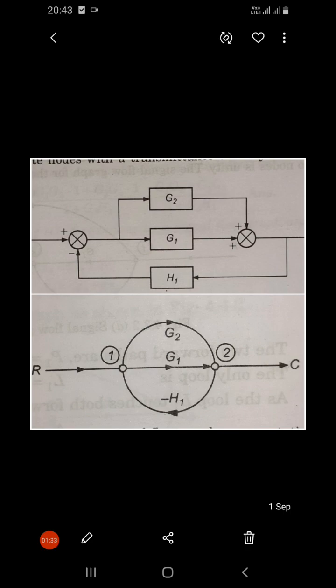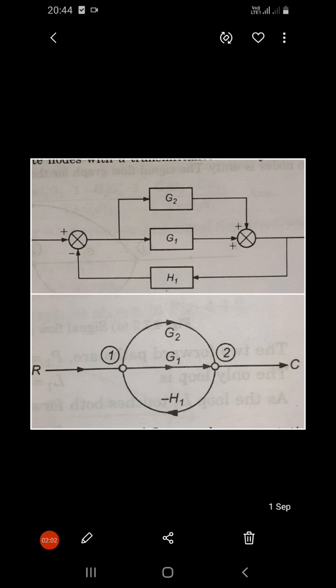So we take an example to understand this. This is our first example. Here the first arrow indicates the input, R, which is missing here. And the output is represented by C, which is also missing here. Okay, so see the example here.